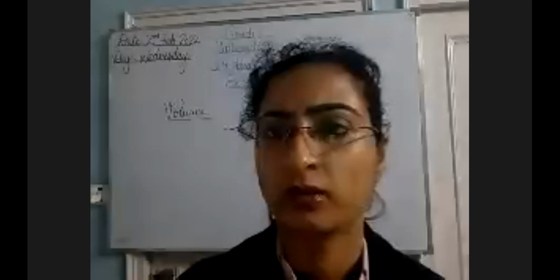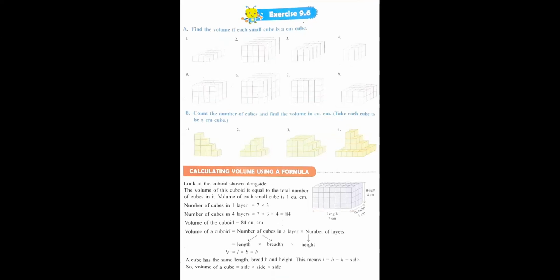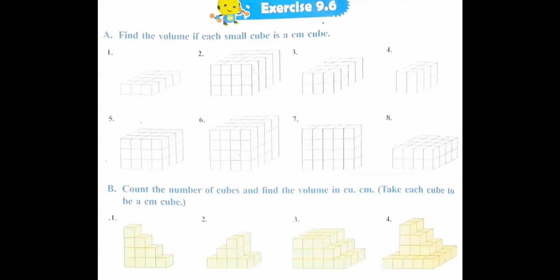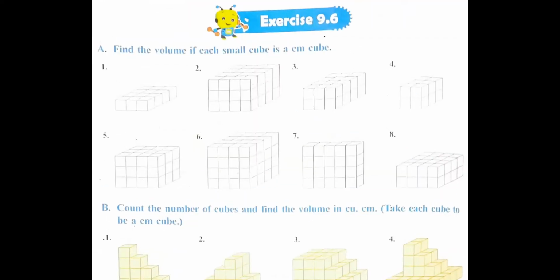Asmi, where is she? Asmi, unmute yourself once. Good morning, ma'am. Good morning, Asmi. So let's start with the first question. Open exercise 9.6. So here it is in front of you as well. Can you see the first figure, right? Yes, ma'am. So the question is, find the volume if each small cube is a centimeter cube.